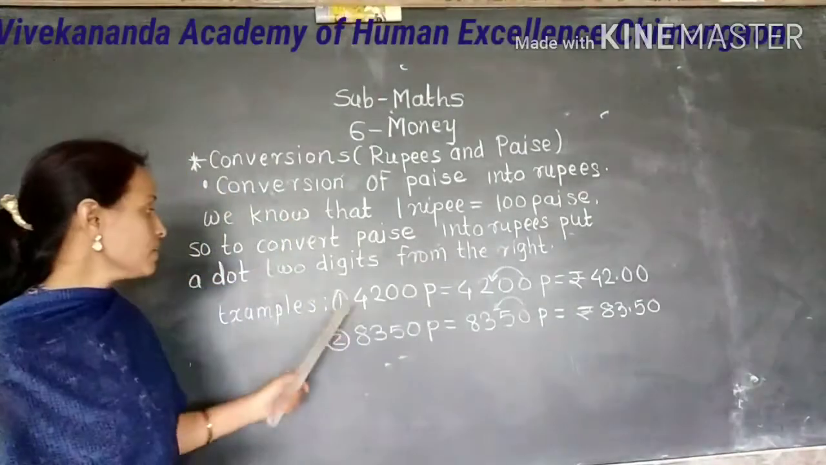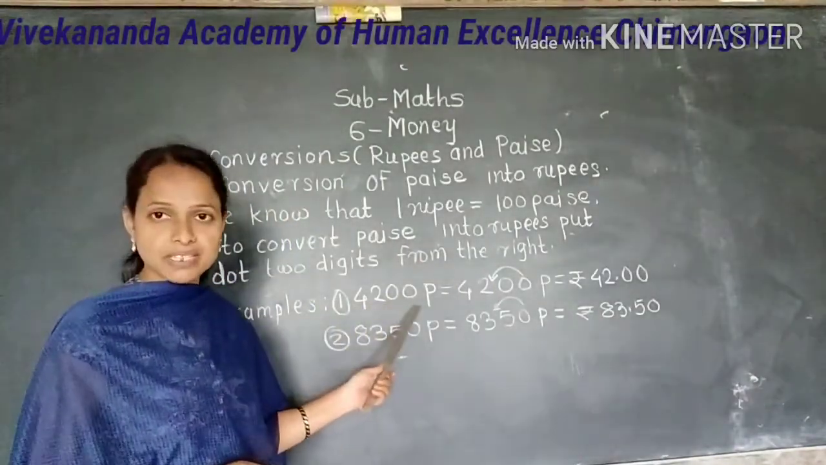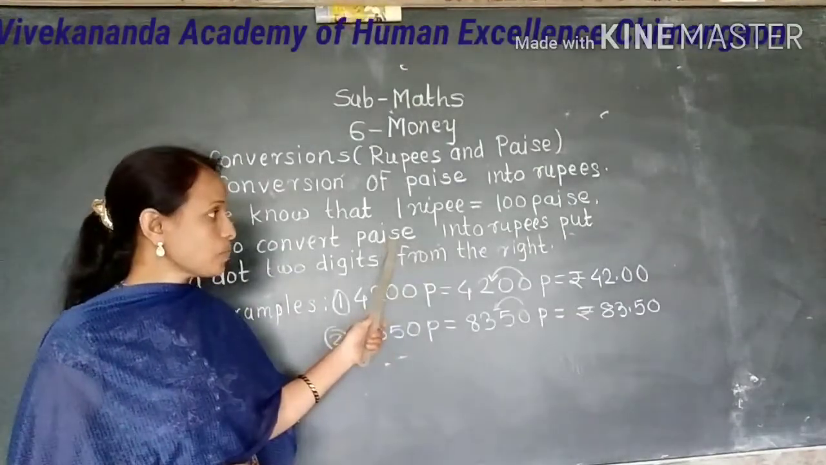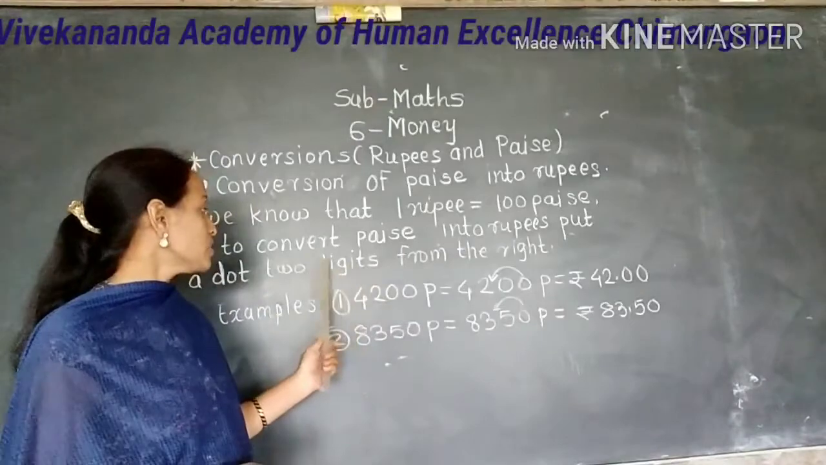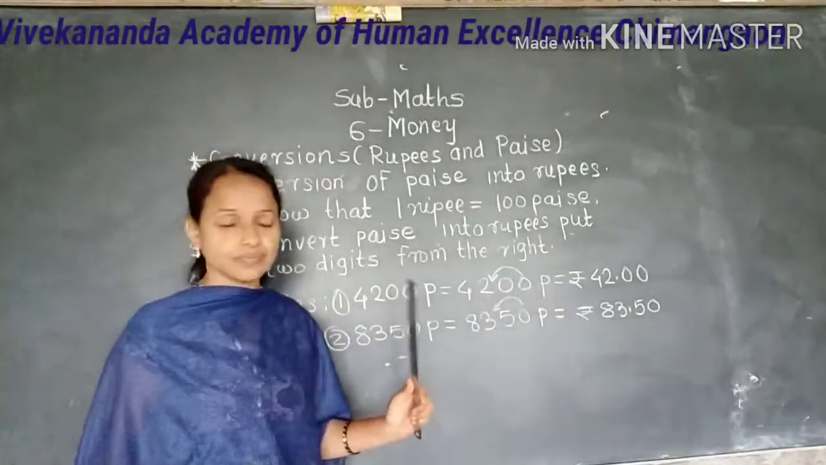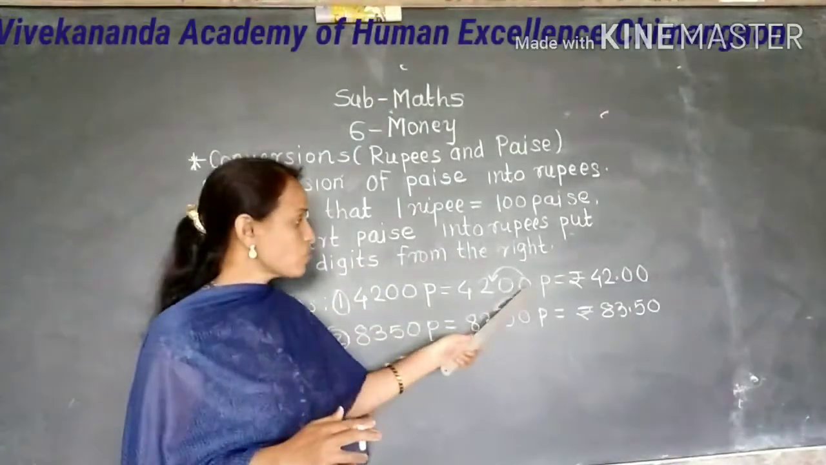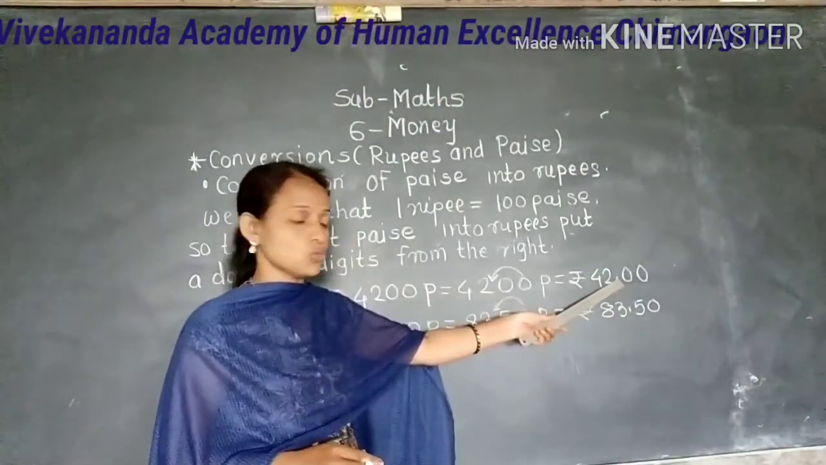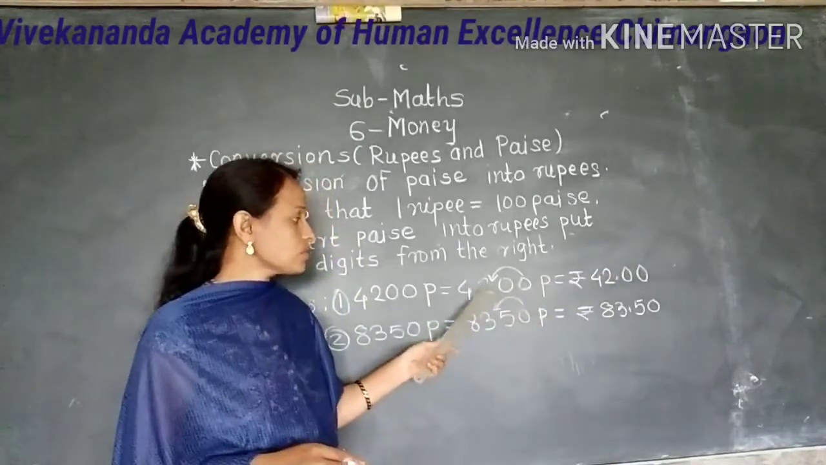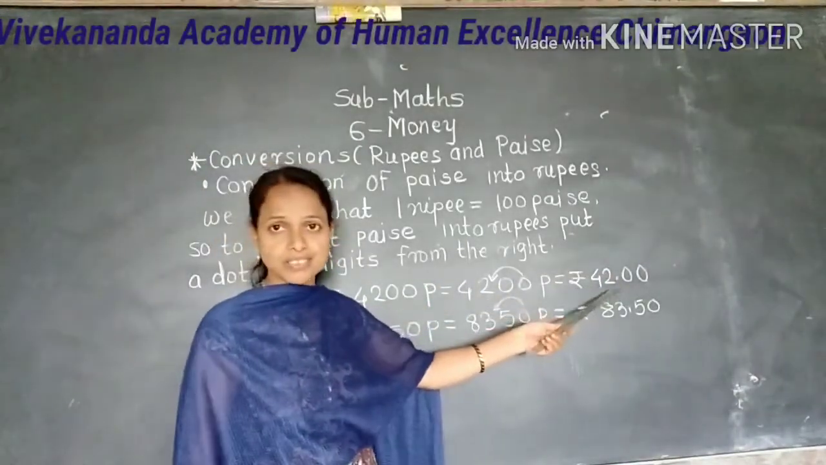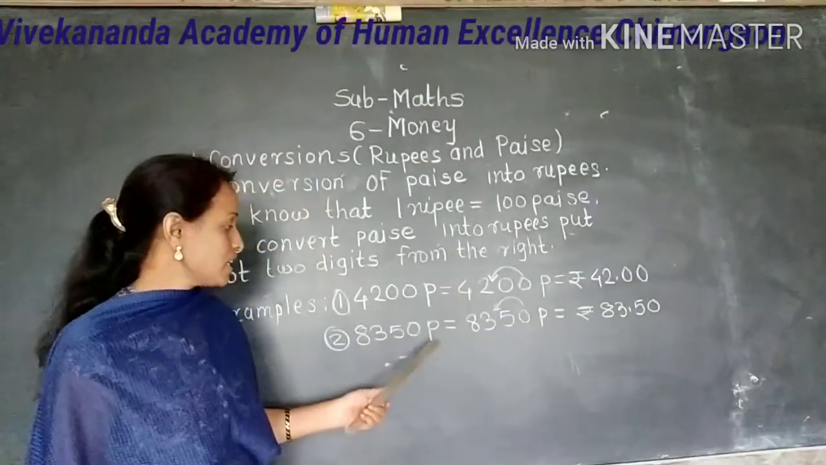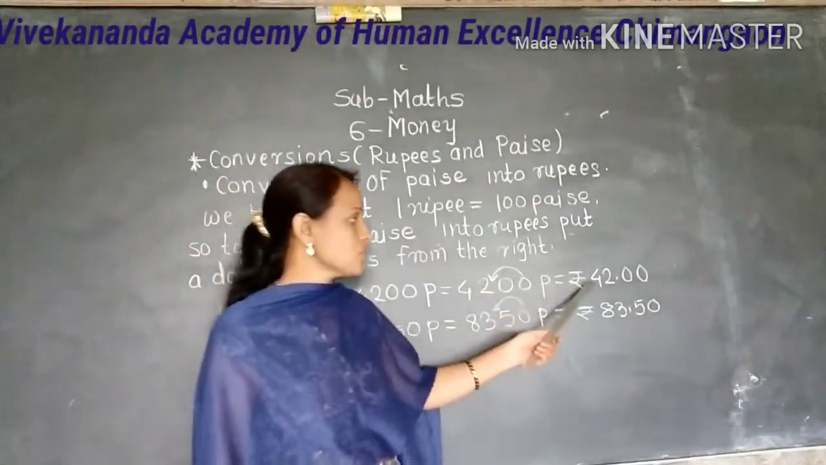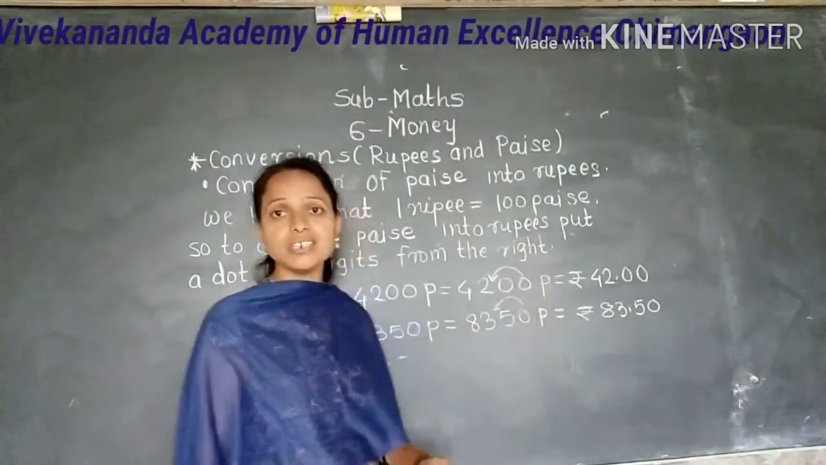See the example here, 4200 paise. We have learned that when we convert paise into rupees, we put the dot 2 digits from the right. Here from the right, 2 digits: 1, 2. So the dot will come after 2. In this way, by putting the dot 2 places from the right, we convert paise into rupees. So we convert it into 42 rupees by putting the dot.